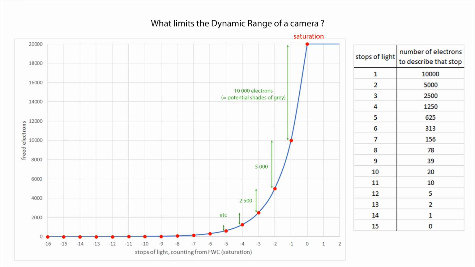But before that, you have a change in number of electrons. And if a change of light intensity is not recorded in this step as a change in the number of electrons, then there's no way it will be recorded as a change in digital values later on. So that's why I'm calling it a potential shade of gray.